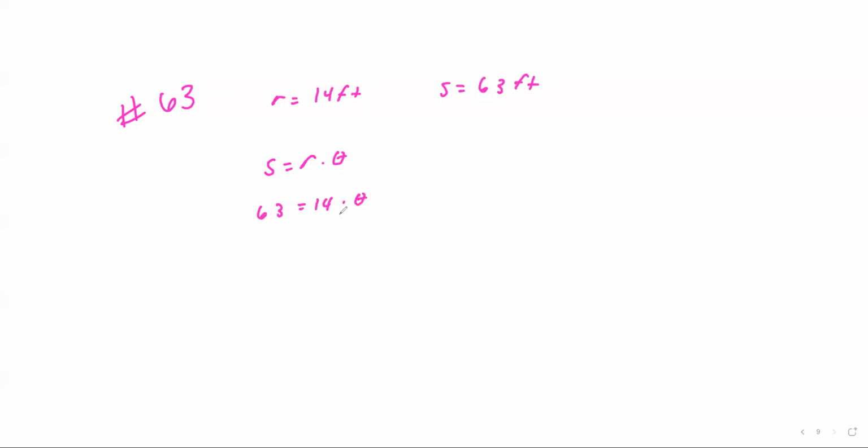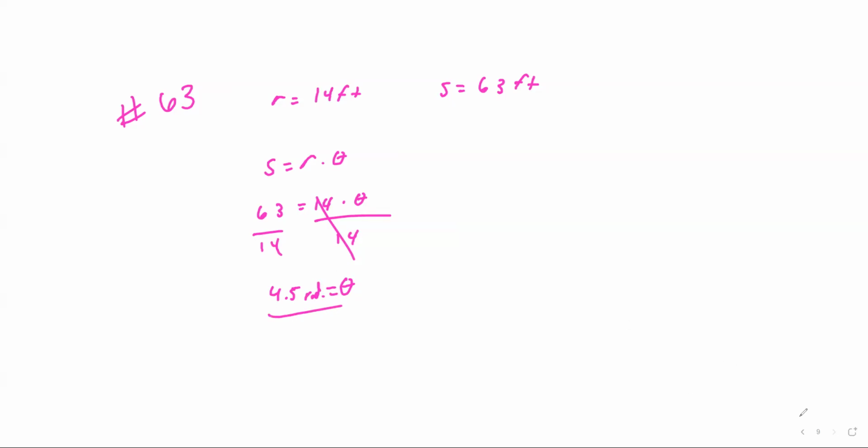The cool thing about this is once we get our answer, that answer is in radians. We don't have to convert unless it asks us to put it in degrees. So to solve this, all I have to do is divide by 14. I get 63 divided by 14, and that gives me 4.5 radians. And there you go. I don't know if they're specific on the rad, I just do it out of principle.